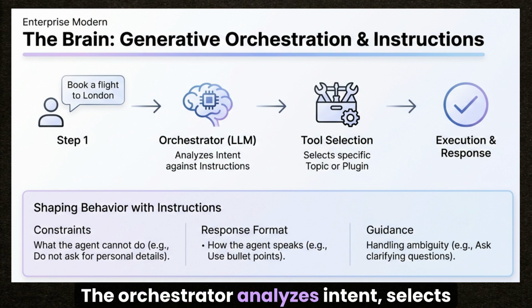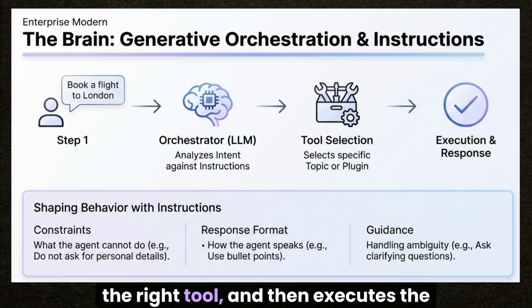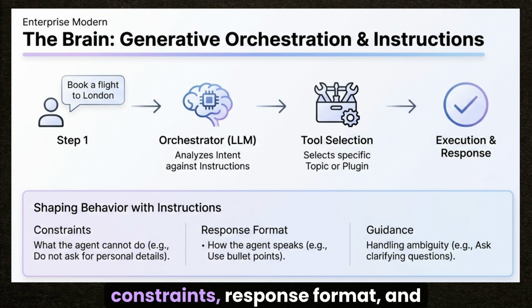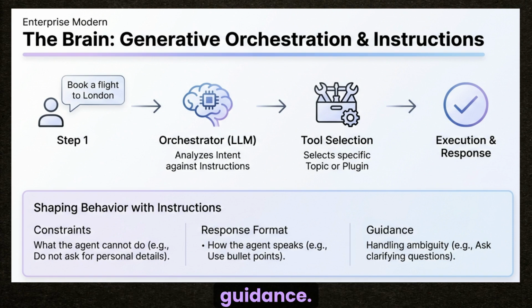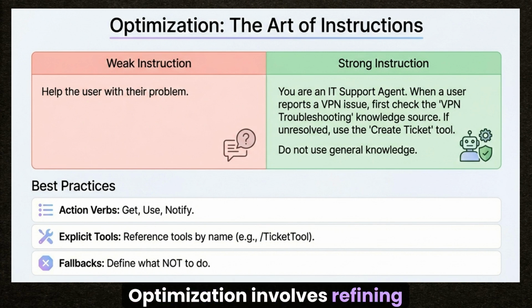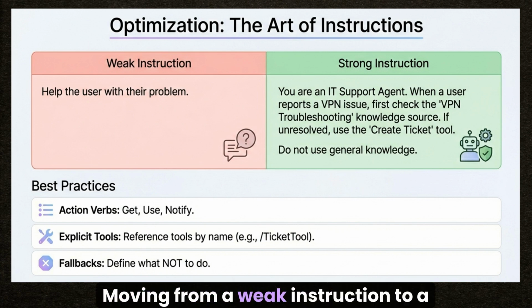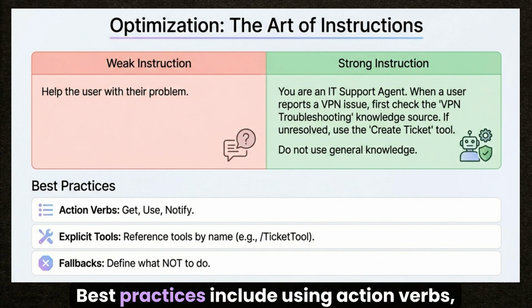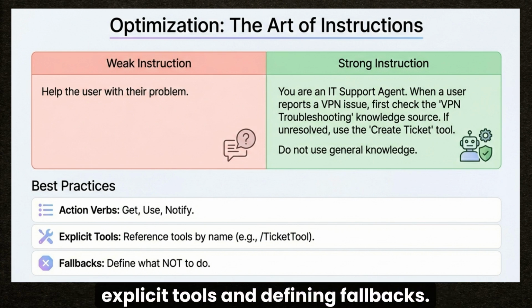The orchestrator analyzes intent, selects the right tool, and then executes the response. Instructions shape behavior with constraints, response format, and guidance. Optimization involves refining instructions. Moving from a weak instruction to a strong, detailed one improves agent behavior. Best practices include using action verbs, explicit tools, and defining fallbacks.